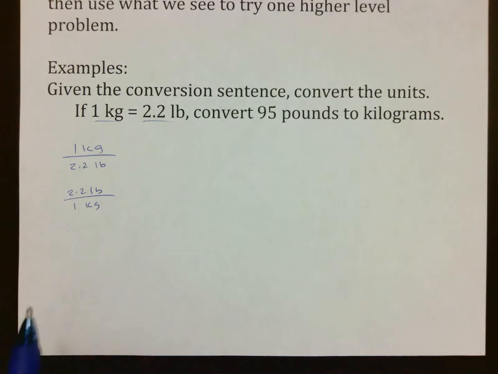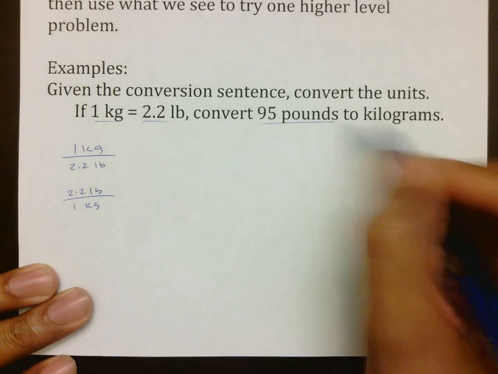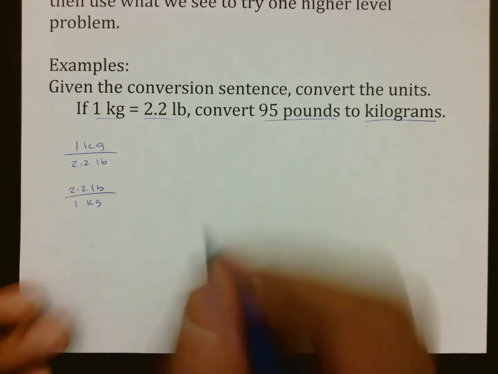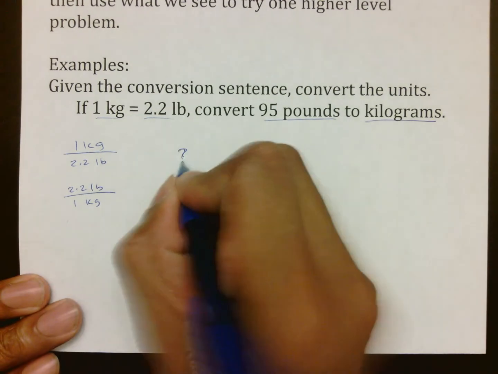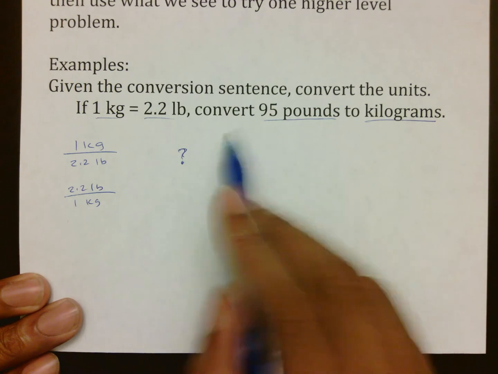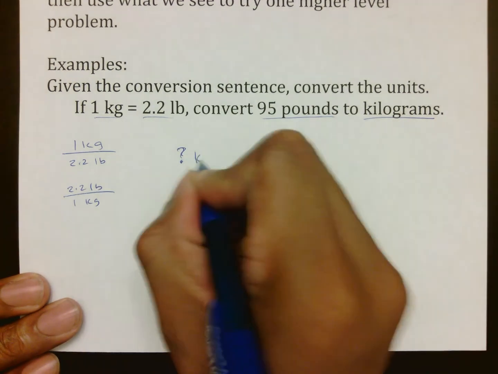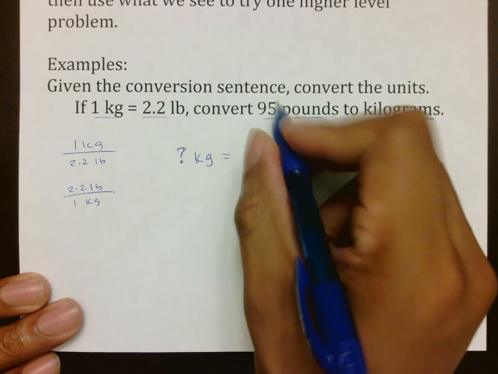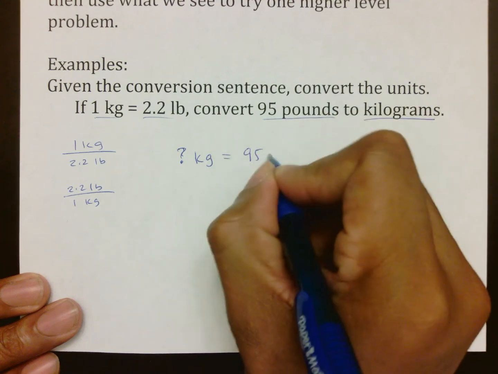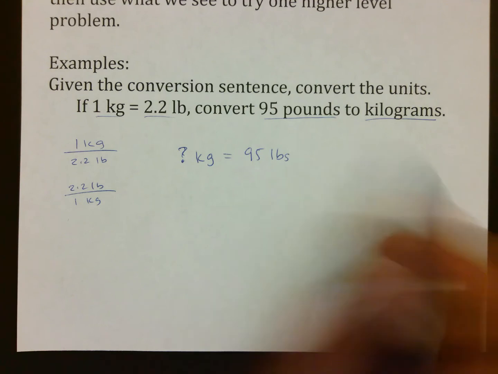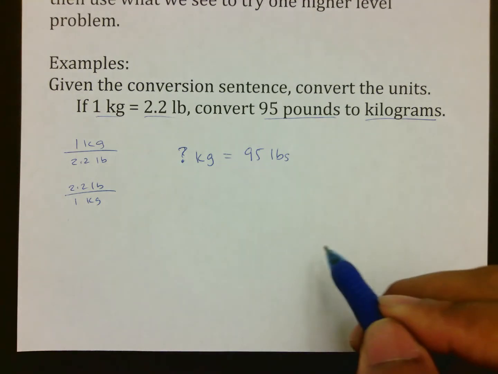These two fractions will help me in some way. Now, we have to also set up our problem, and the way you set up your problem is by starting out with what you want to know. So I start out with question mark, whatever I'm looking for, which in this case is not pounds because I know how many pounds I have. I am looking for kilograms. So I would say question mark kilograms equals whatever I have, which is 95 pounds.